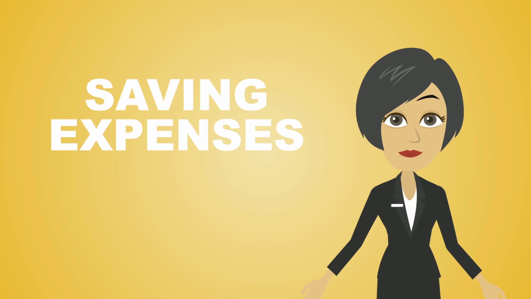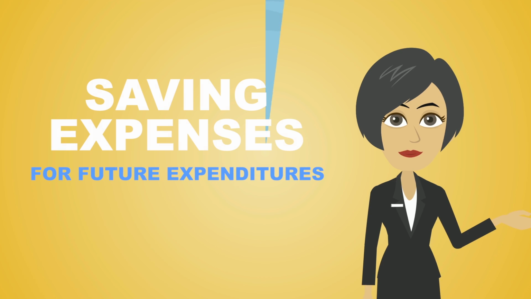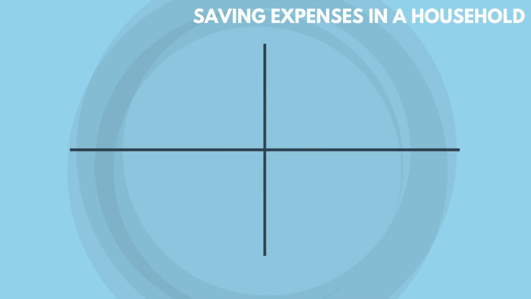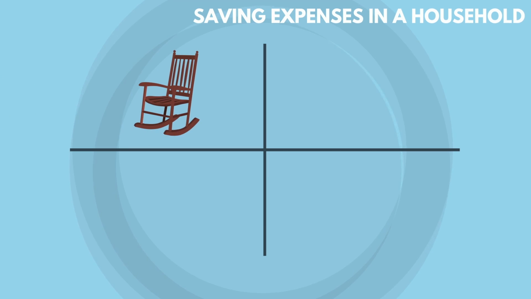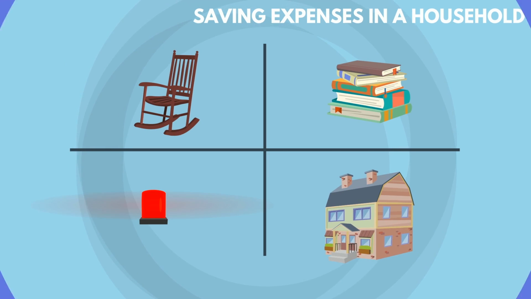Saving expense is the money you need to save for future expenditures. Saving expenses in a household. Money saved for future goal-oriented expenses such as retirement, education, emergencies, or a bigger home. Savings can also be money kept aside for irregular expenses such as gifts and health charges.